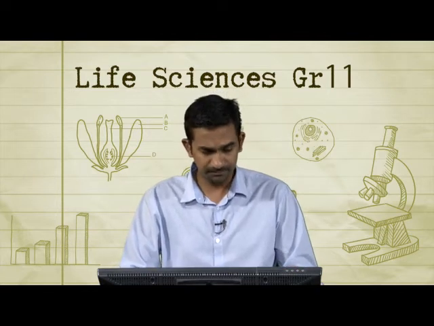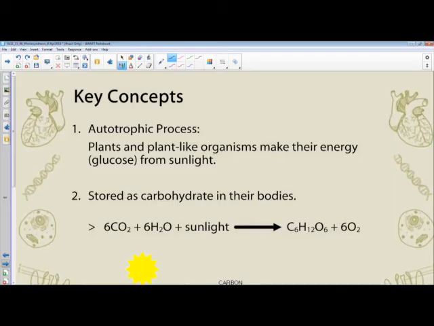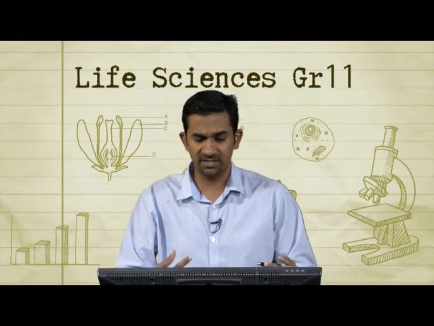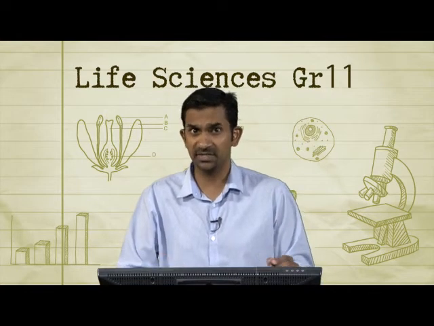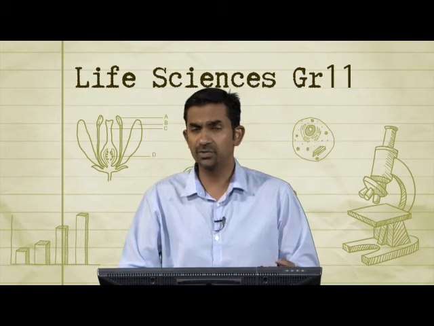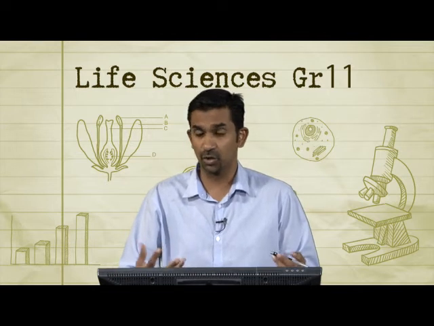What are the key concepts that we need to look at? We need to look at photosynthesis being an autotrophic process. What do we mean by this? We mean that organisms that are capable of manufacturing their own food are called autotrophs. So plants and plant-like organisms can make their energy from sunlight to produce glucose, and that process is referred to as photosynthesis. Not only plants are able to photosynthesize. We've got certain microorganisms that have chloroplasts in them, and they're able to photosynthesize using energy from the sun to produce your essential carbohydrates or glucose.